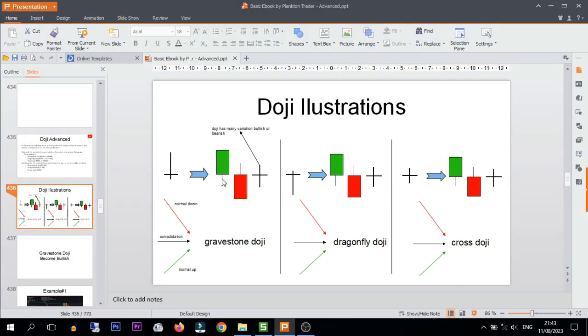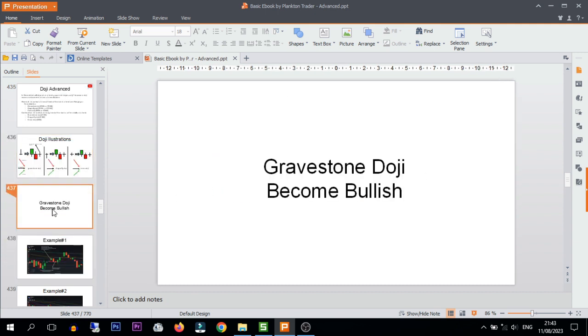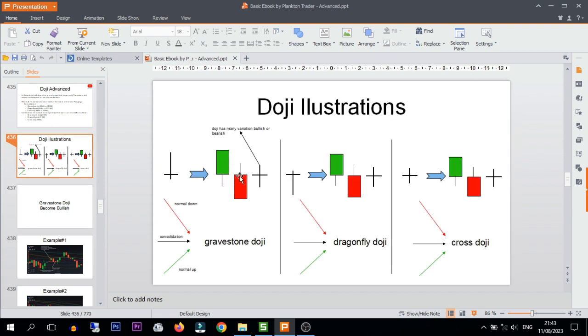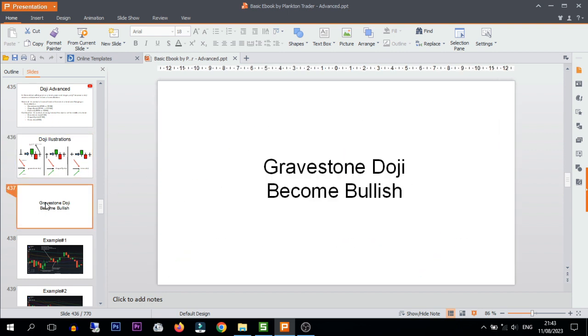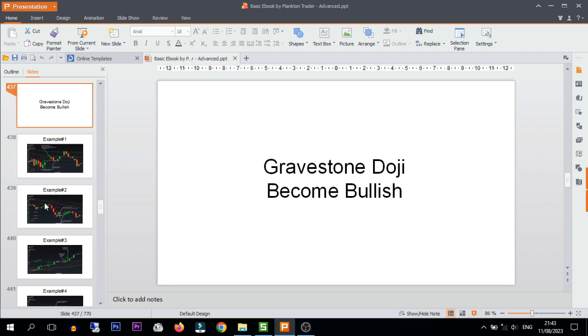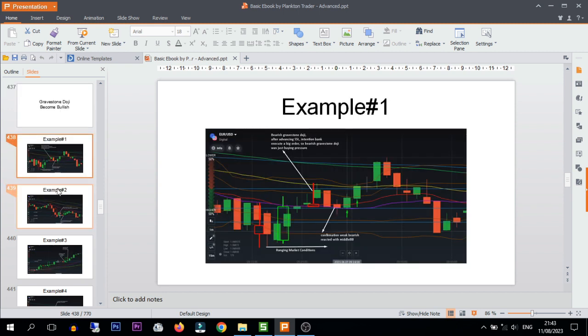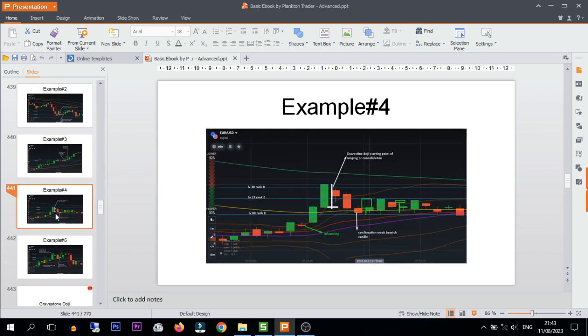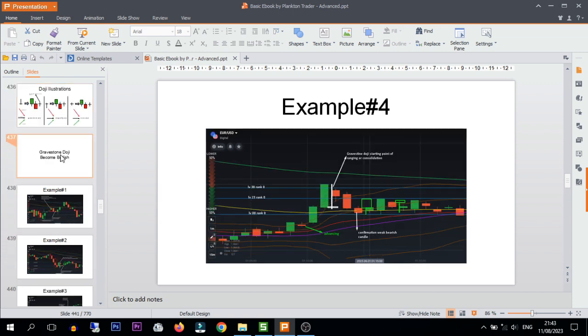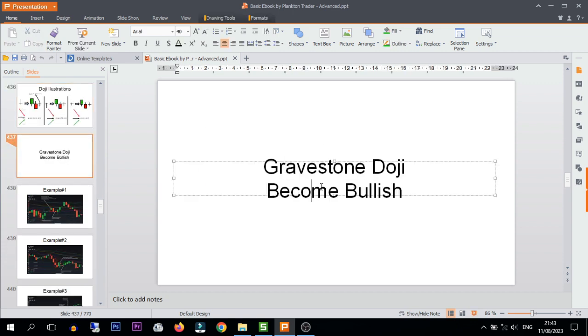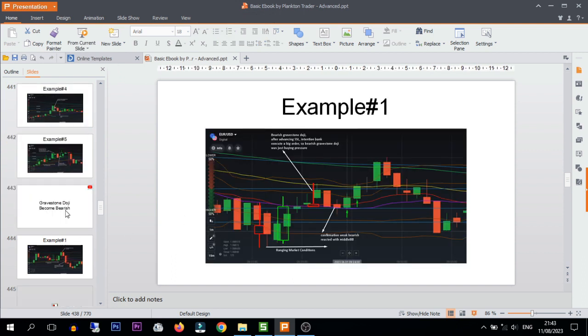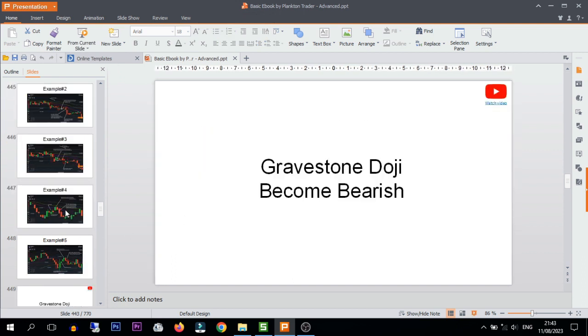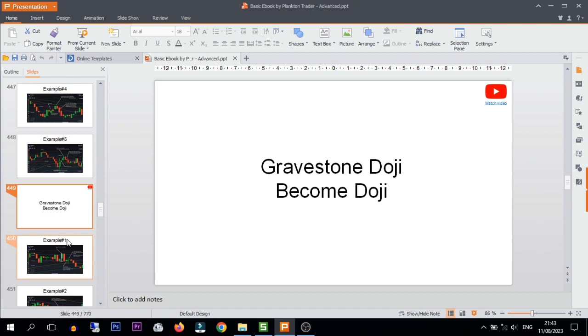That is why you have to understand what the 3-minute candle is if you want to trade in 1 minute. Okay, or you have the 5 and you trade in 1 minute, it doesn't matter. You have to align with the major and the minor trend. And this is the example that I explained of why the Gravestone Doji becomes bullish, which is a buying pressure. Okay, and then bearish selling pressure, and also becoming doji.